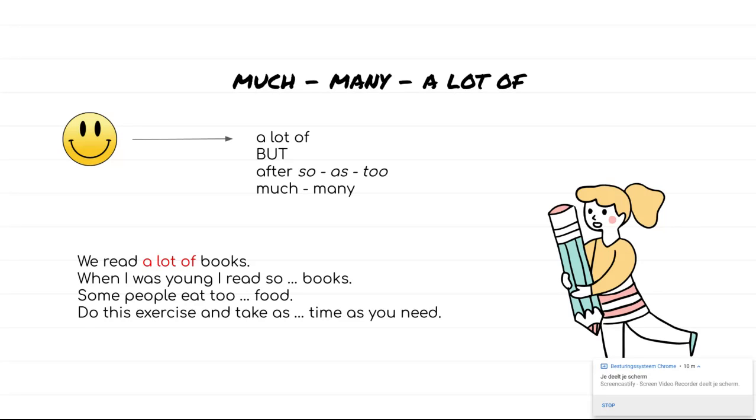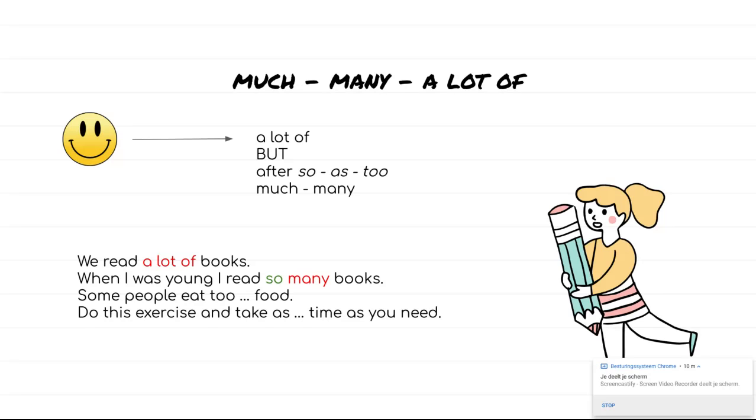But the next one, you see the word so. You can't say, when I was young, I read so a lot of books. It doesn't sound right. Then you say, when I was young, I read so many books, because I can count books. Many, and the word so is in the sentence.